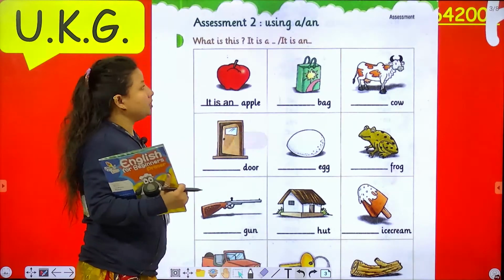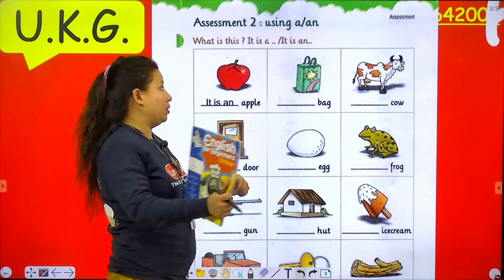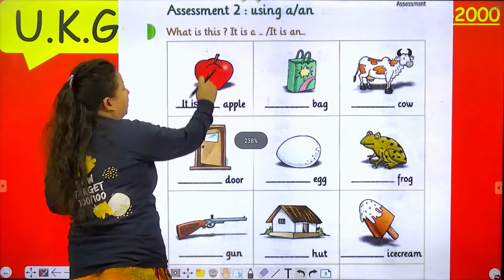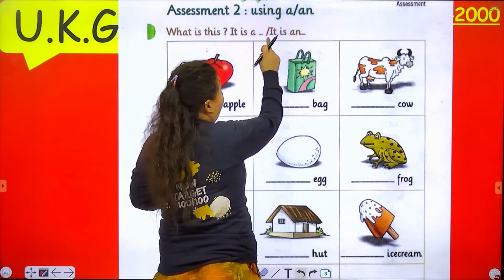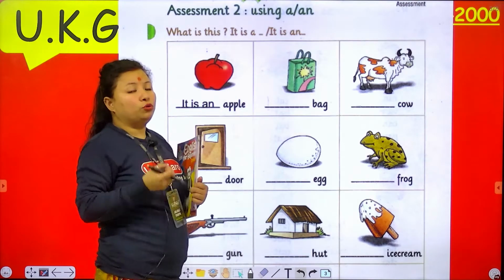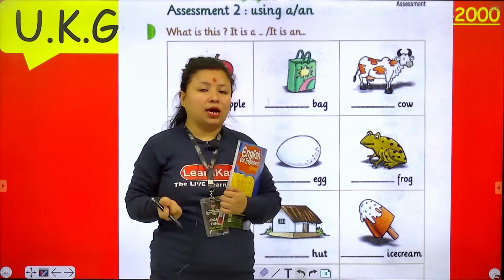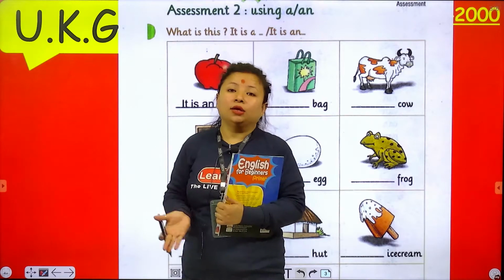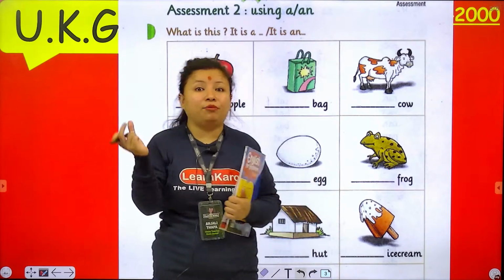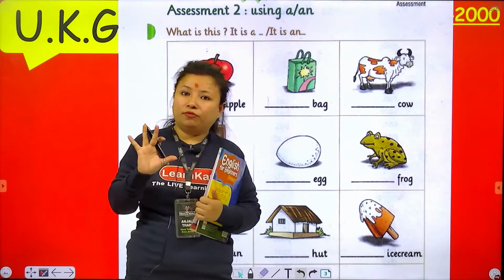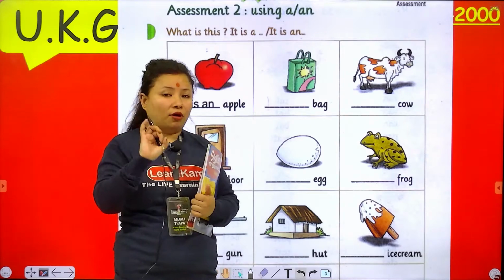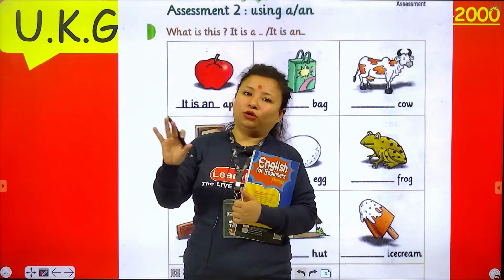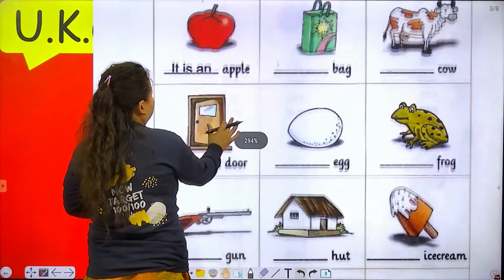Here are some examples, and we have to use a or an before the word. Now look here. What is this? It is a or it is an. We have to use an before vowels, and we have to use a before consonants. There are 5 vowels and 21 consonants. Vowels are A, E, I, O, U, as you know, and the rest of them are consonants. So let's begin without wasting our time.